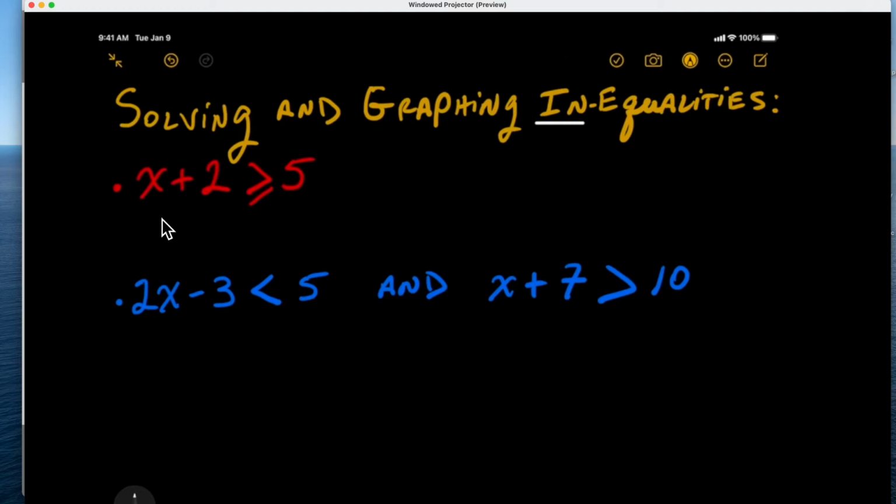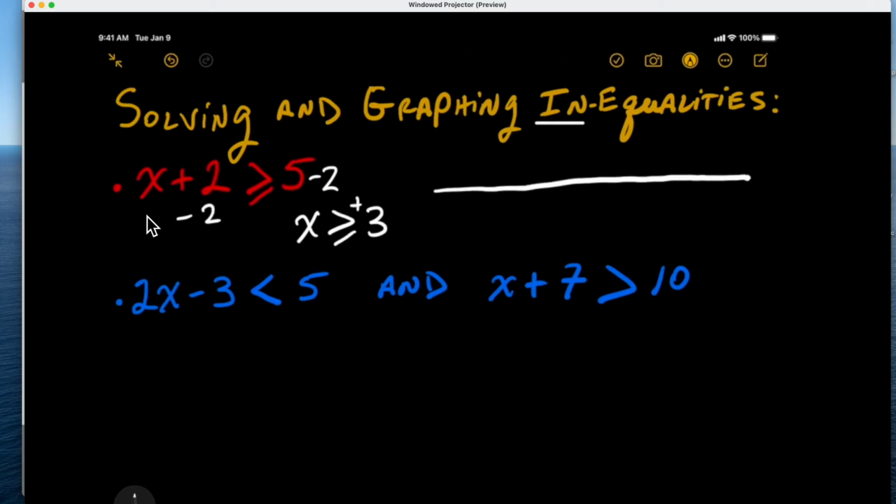So here in red, we have a relatively simple inequality. To solve this, we would simply subtract 2 from both sides, and we would end up with x is greater than or equal to positive 3. To graph this, we would go to our number line. I always like to put 0 as a reference point. We would identify positive 3, and we would put a closed circle here because this is greater than or equal to.